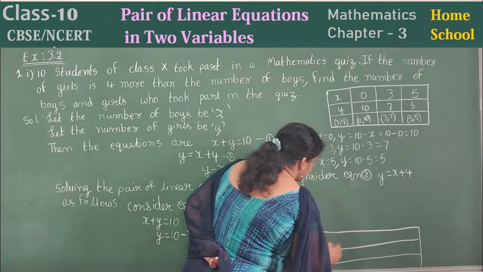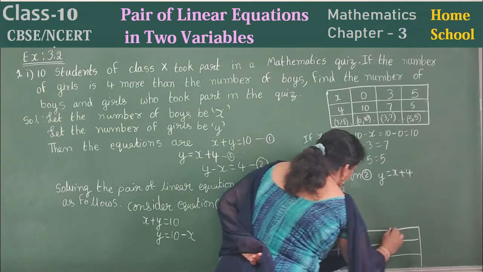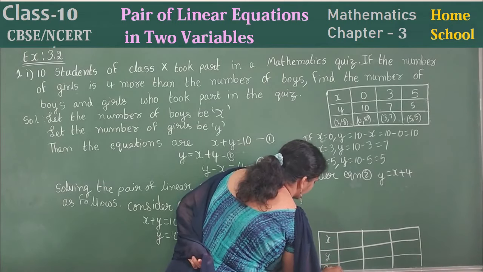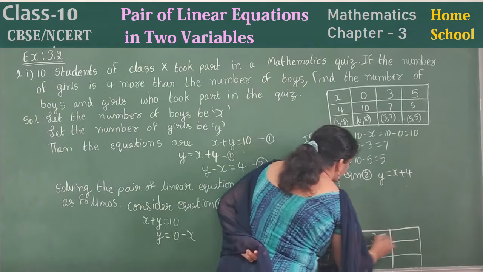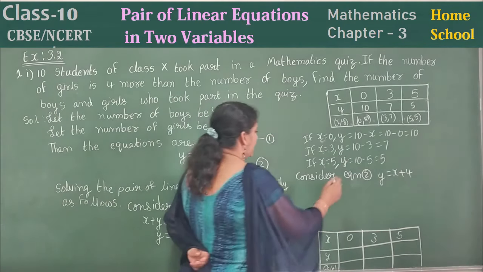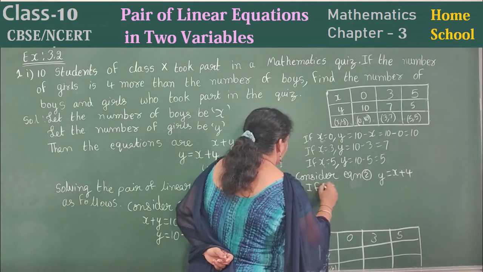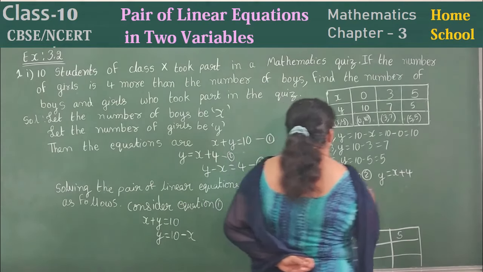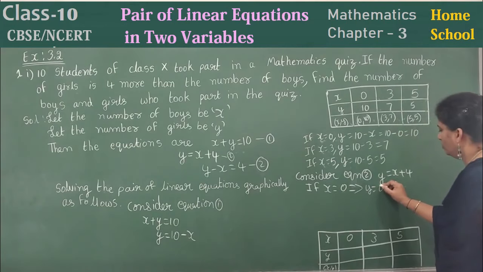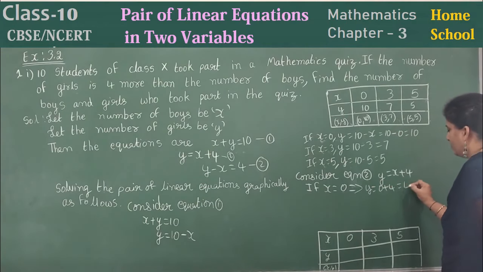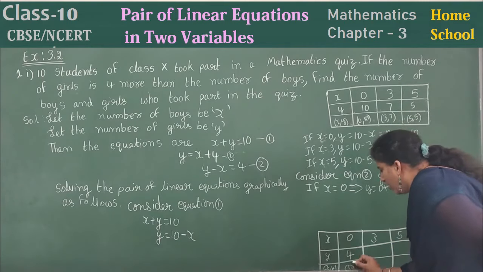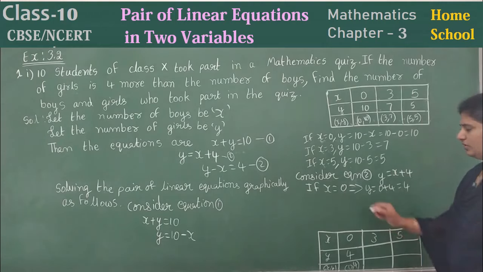Same manner, 3 rows and 4 columns. x, y, x, y. 0, 3, 5. Same values I am going to take. Okay. So now, if x is equal to 0, that implies y is equal to 0 plus 4, that will be 4. If x is 0, y how much, children? 4. Your coordinate is (0, 4).